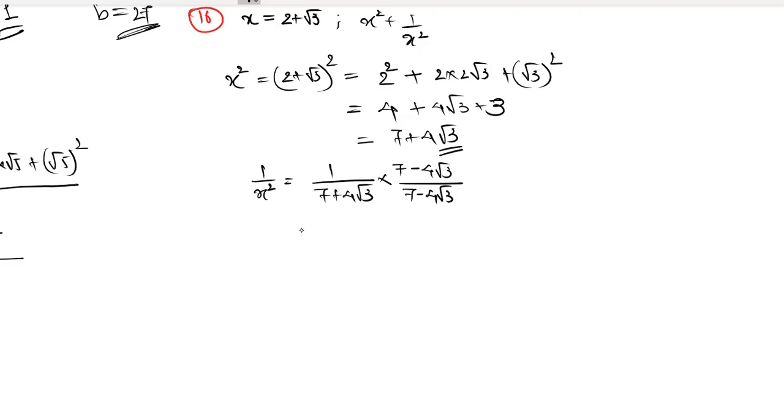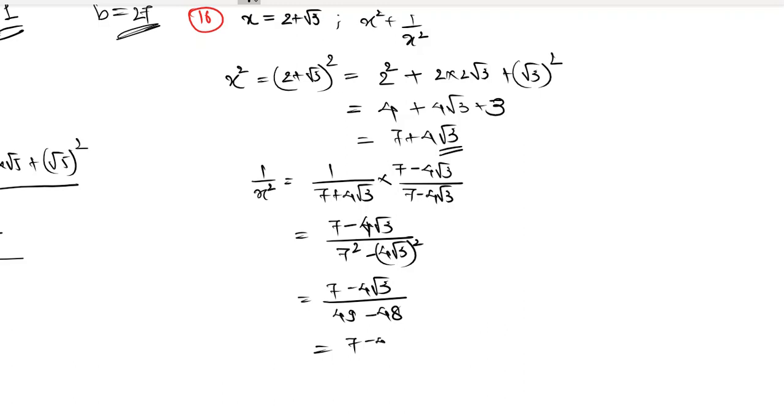Right? And by rationalizing, what we'll get? 7 minus 4 root 3 upon 7 square minus 4 root 3 the whole square. So 7 minus 4 root 3 upon 49 minus 48. That is 7 minus 4 root 3 upon 1. 49 minus 48 is 1. So the final answer is 7 minus 4 root 3. That is the value of 1 by x square.